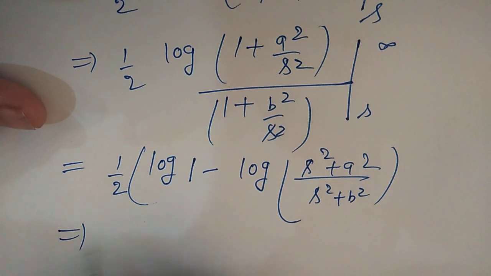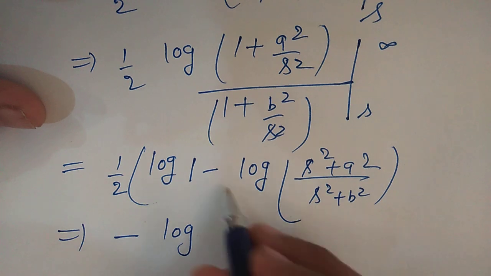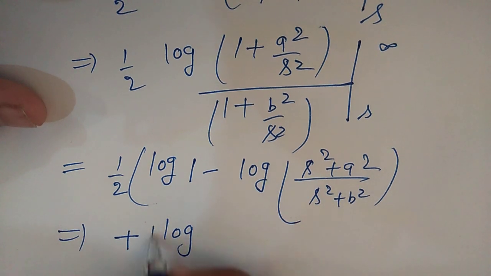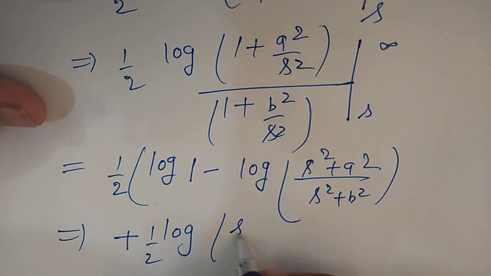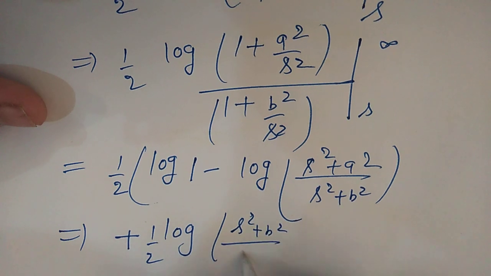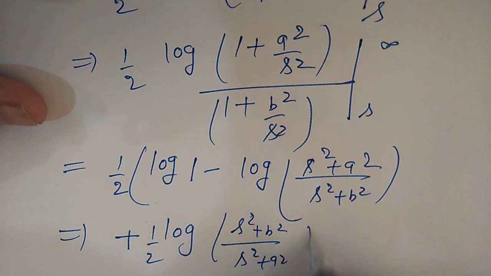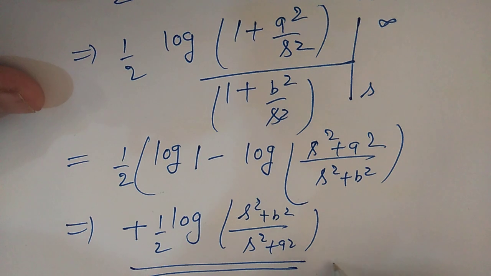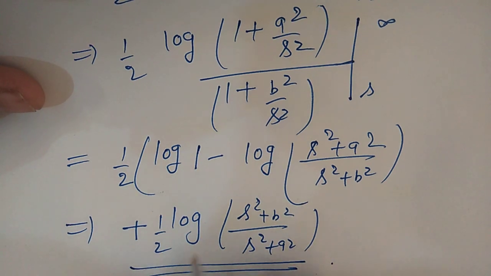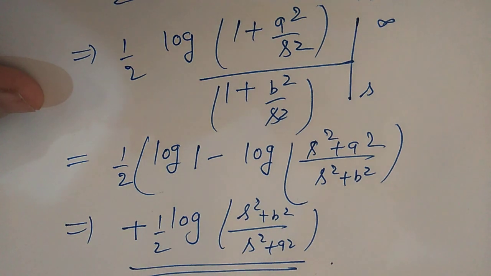So this will be minus; we can take it here, so we'll get plus 1 by 2 and log of s square plus b square by s square plus a square. So this is the answer of the given problem: 1 by 2 log of s square plus b square by s square plus a square. Sometimes we need to find an integral. Sometimes we need to use the Laplace transform to find some integral.